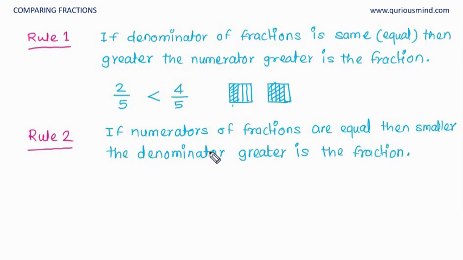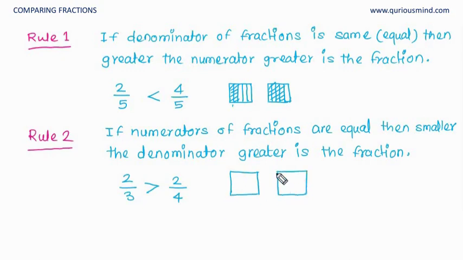It states that if the numerators of fractions are equal, then smaller the denominator, greater is the fraction. Now, let's talk about it. If I have 2 upon 3 and 2 upon 4, numerators are equal, both are 2. Then the smaller the denominator, here in this case 3 is the smaller, then this is going to be the greater fraction.